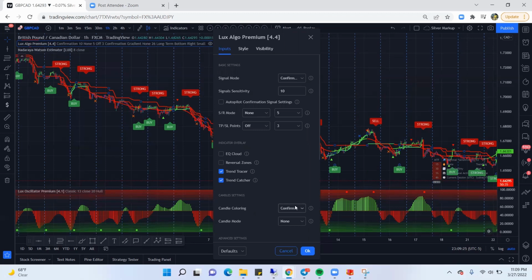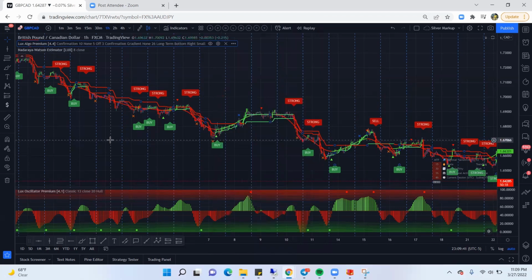Also for candle coloring, you want it also set for confirmation gradient. That way you get a little bit more price action momentum visually displayed on your candles, and put none for candle mode. So now you'll have your Lux Algo looking like this on the top side.